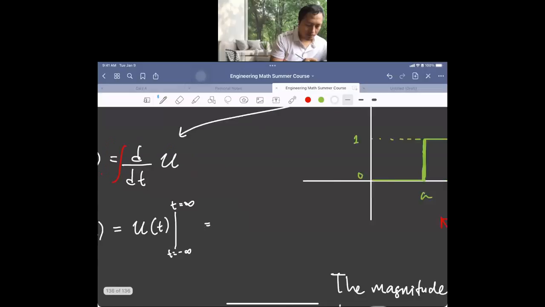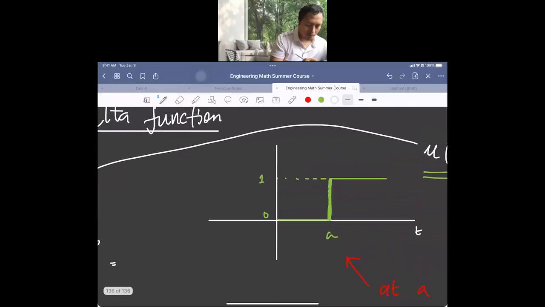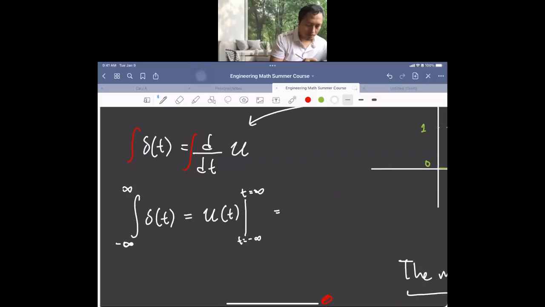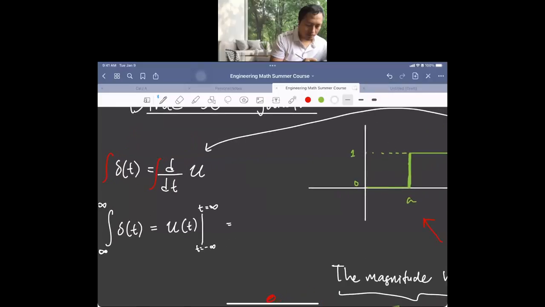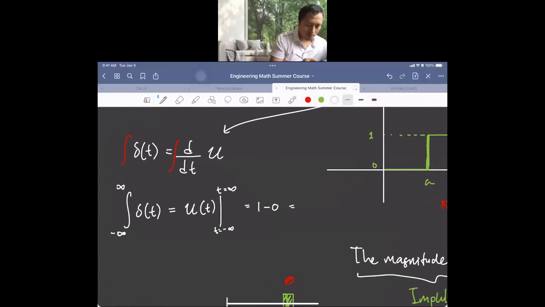But remember, the Heaviside function, if we integrate, this is just saying that when t is infinity and when t is negative infinity, it's just 1 and 0, right? This is just 1 minus 0. As we can see from here, it is 1 and 0. So the idea here is the integration itself is just 1.